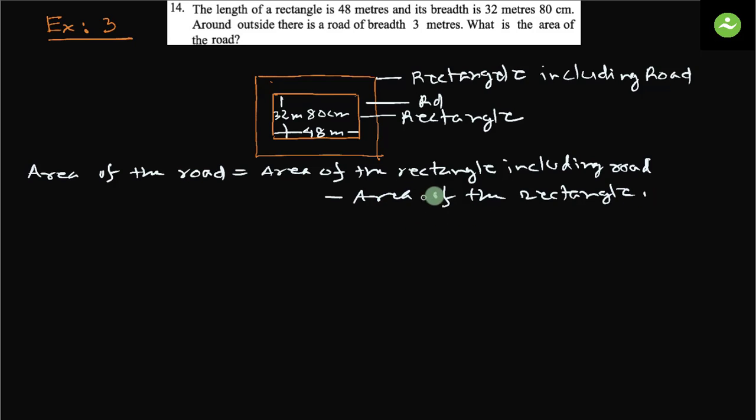I hope you understand this. Just deduct the area of the rectangle. The rectangle is the inner one, and the outer one is the rectangle including road. Now we have to find the area of the rectangle and the area of the rectangle including road. Let us find the area of the rectangle first because we know the length and the breadth.